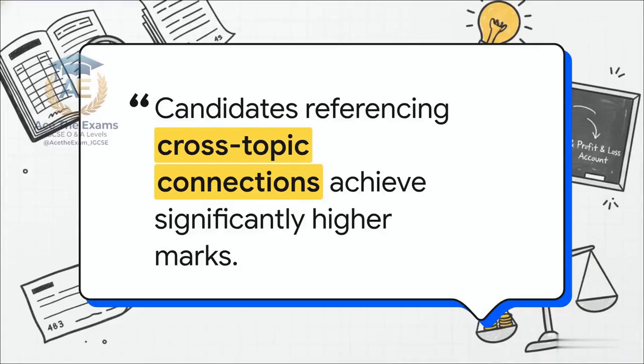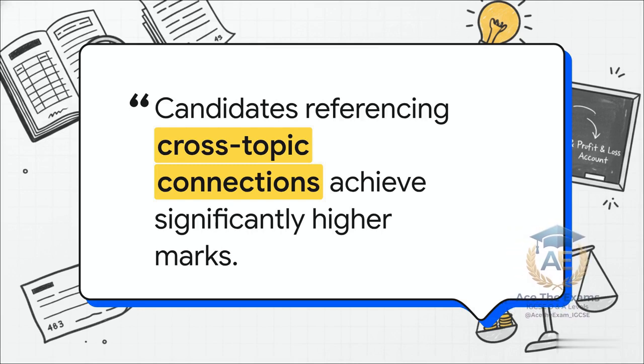And honestly, this brilliantly illustrates the ultimate insider secret pulled directly from the Cambridge Principal Examiner reports. Listen to this quote. Candidates referencing cross-topic connections achieve significantly higher marks. This is a real game changer, folks. The theoretical architecture of incomplete records doesn't just exist in a vacuum. It rests heavily on precise definitions and, crucially, integration with other syllabus areas.